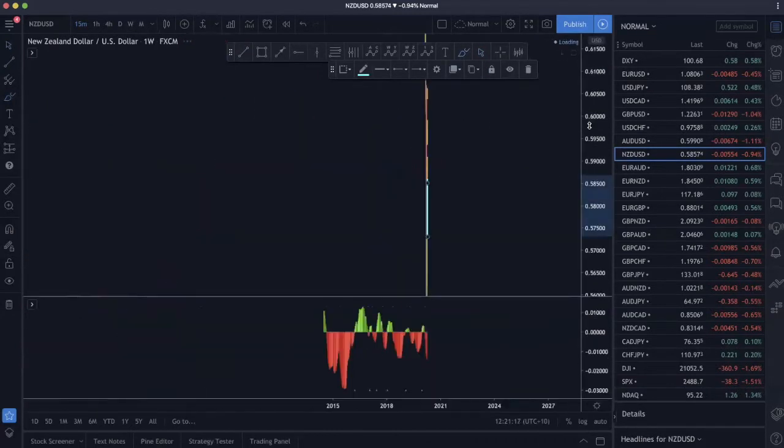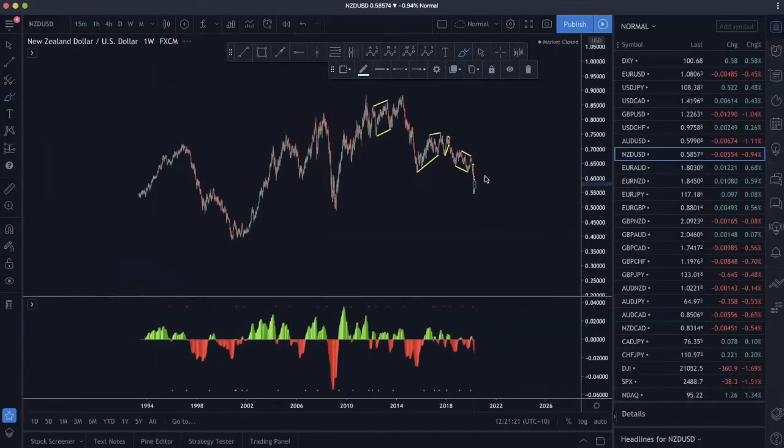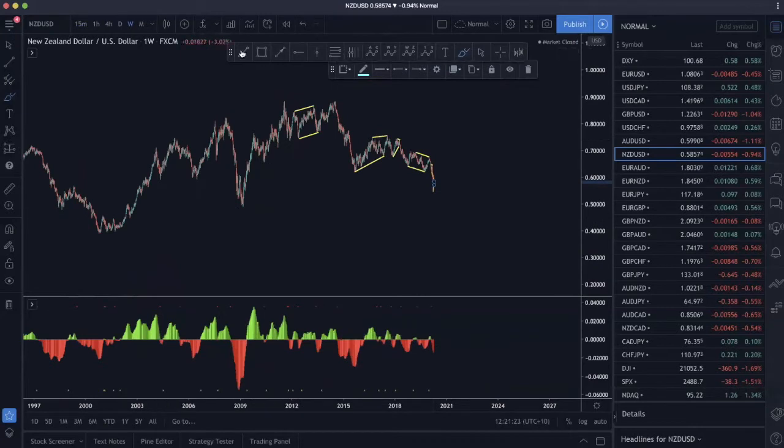On a weekly time frame, where are we? Similar situation to Aussie. Is this the flat? Is this your impulse? WXY? And all of this just being a pullback? Or do we have that?